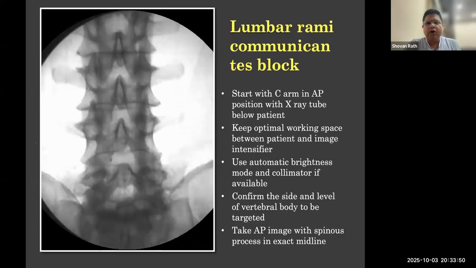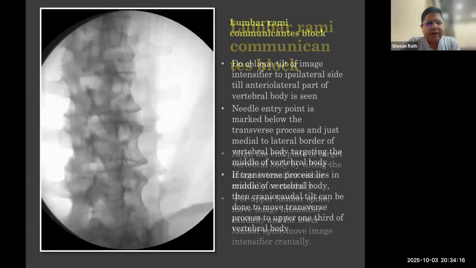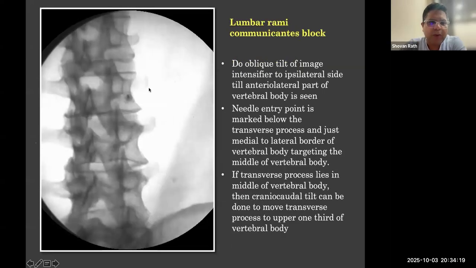Now the rami communicans block is similar to the sympathetic plexus block. We use a rami communicans block if there is a fractured vertebra, normally after a vertebroplasty, or if you're not going for a vertebroplasty and it's a discogenic pain. Moreover, wherever there is sympathetic involvement, you can do that. Again, the procedure is almost the same. You have to make it oblique so that the needle will be touching the anterolateral aspect.